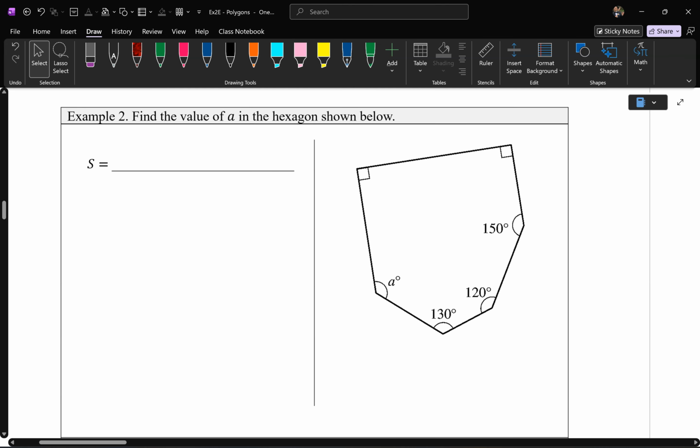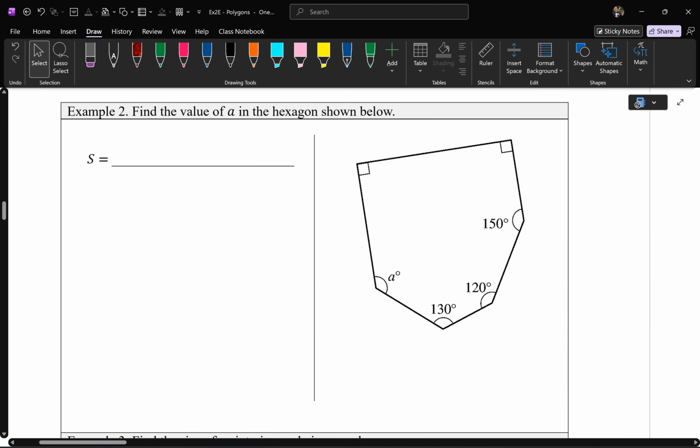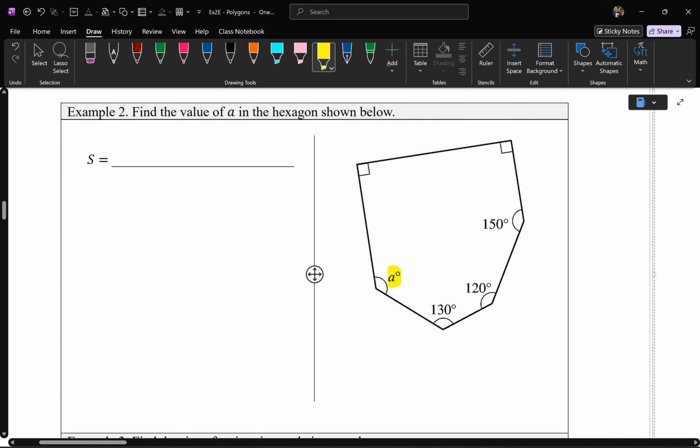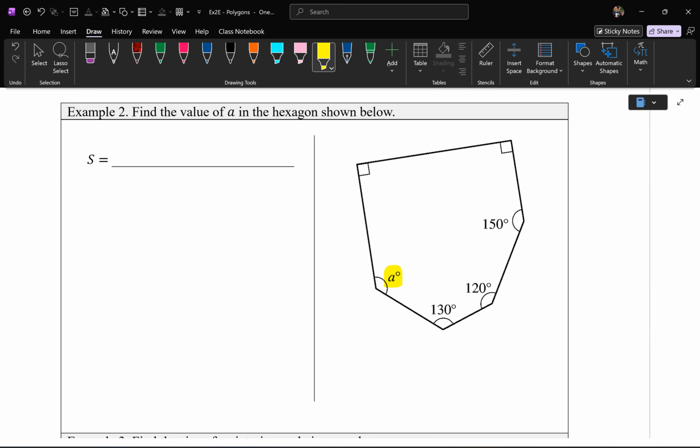All right, let's do this. So that was a regular octagon. Here we go. Find the value of A. Here's A. First thing is you need to figure out what type of polygon this is. Can I please have Tejas? What type of polygon? It's a hexagon. Hexagon implies it has 6 sides.